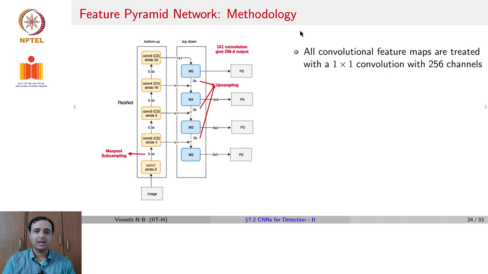So this is the overall architecture. You have an image, you have a conv layer with stride 2, then 0.5x denotes a subsampling max pool layer, a 2x2 max pool. Then you have a conv2 with a stride 4, a max pool, a conv3 with a stride 8, a max pool, a conv4 with a stride 16, a max pool, and a conv5 with a stride 32. So you can consider that it is like a ResNet that is used.